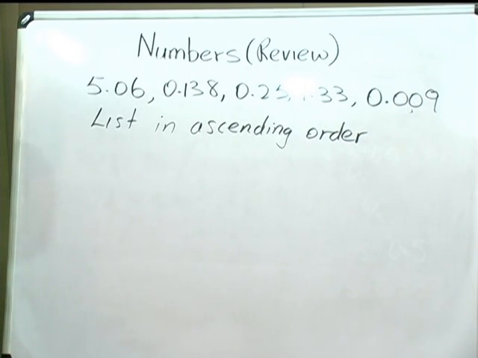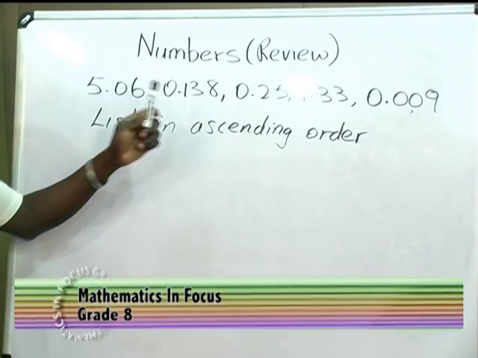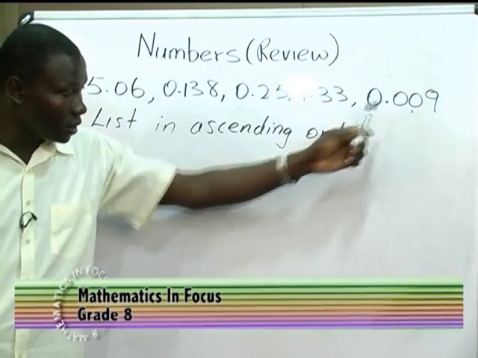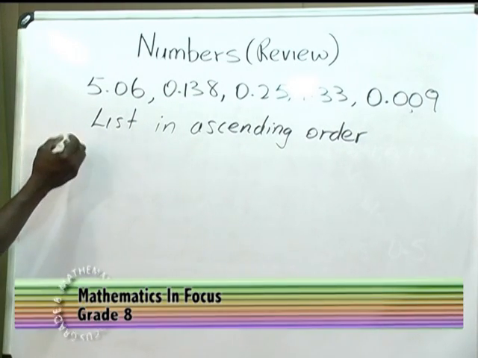0.138. All right, we have 3. This is 2 decimal places, 3, 2, 2, 3. So the largest is 3 decimal places. So let us rewrite each of them with 3 decimal places.